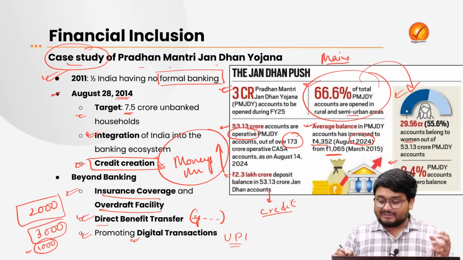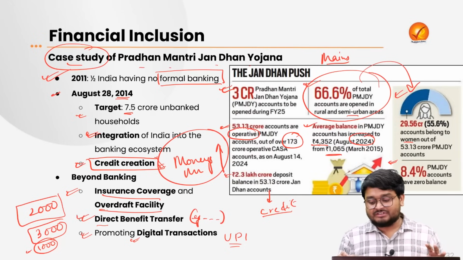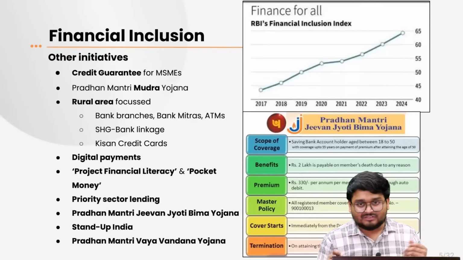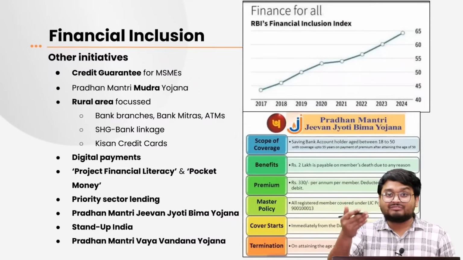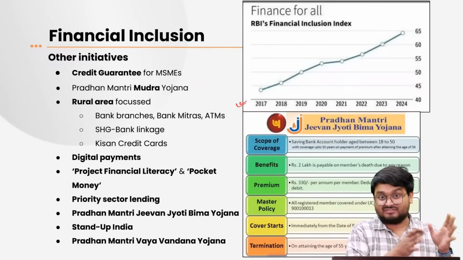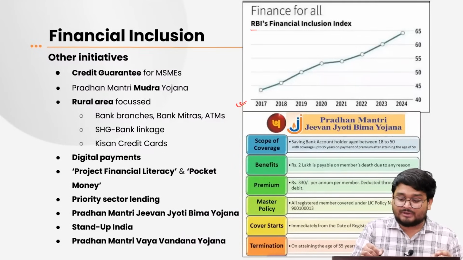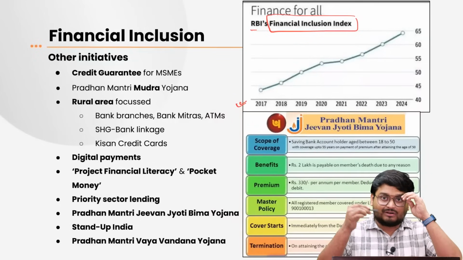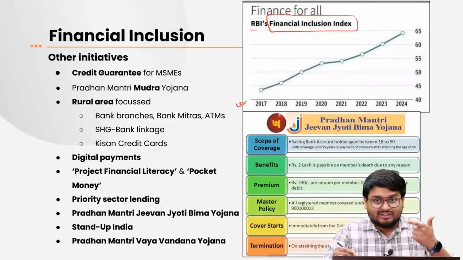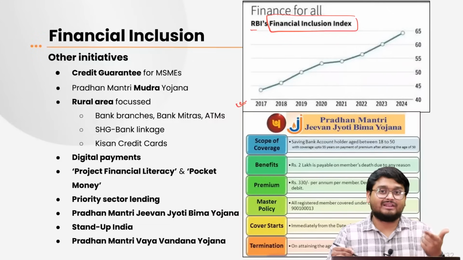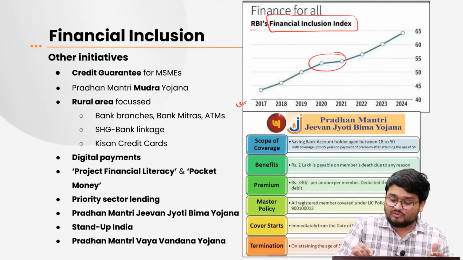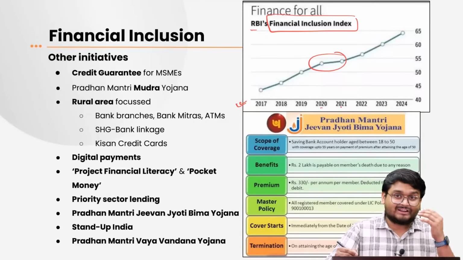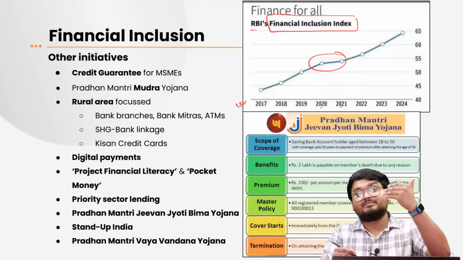And also, we find that 8.4% of the Jan Dhan accounts have zero balance account. That means these accounts do not need any maintenance balance and so on. And also, over a period of time, as we have seen from 2017, according to RBI's Financial Inclusion Index, a very, very important index, it has shown that over a period of time, the index has improved consistently, right? Though we had a small increase in 2020-21, the COVID pandemic years, but we find that right now it is also consistently increasing over a period of time.